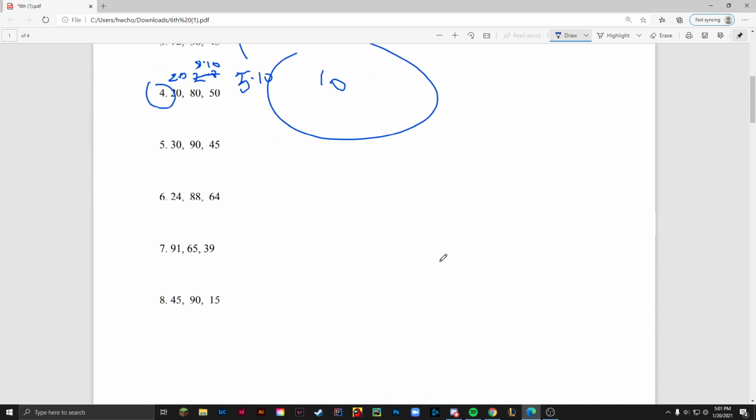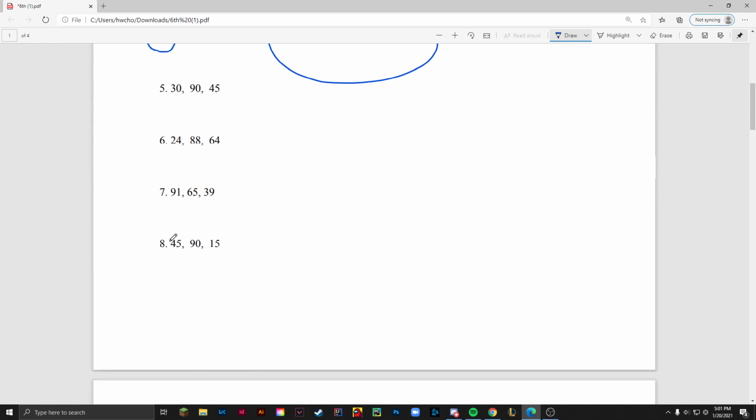Alright, let's look at another one. So number 8 is also super similar. 45 is 15 times 3. 90 actually is 15 times 6. And 15 is 15 times 1. So the greatest common factor is not ever going to be bigger than the smallest number, right? It's going to be 15. That will be the answer.